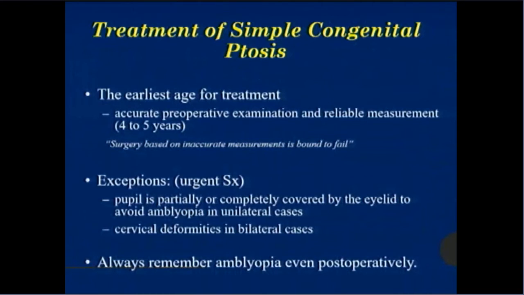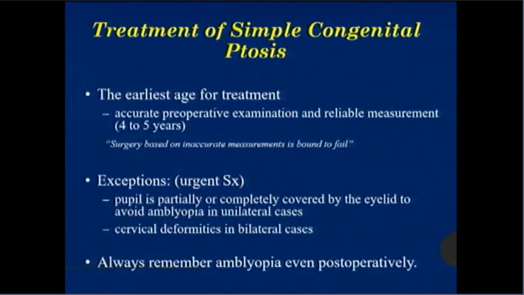But if the patient has unilateral severe ptosis covering the pupillary area, partial or complete, now we are talking about amblyogenic ptosis. So you have to treat him at an early age, at the age of 1 year, or even earlier than this, at the age of 6 months.